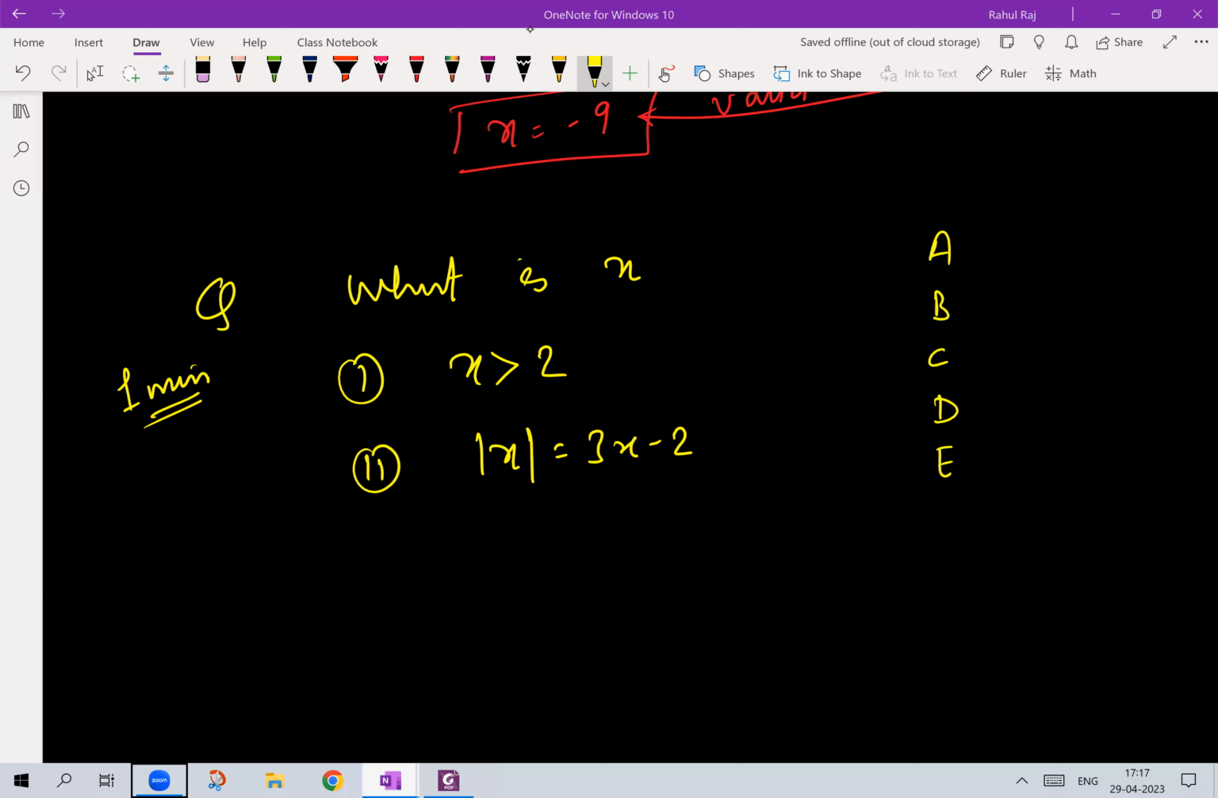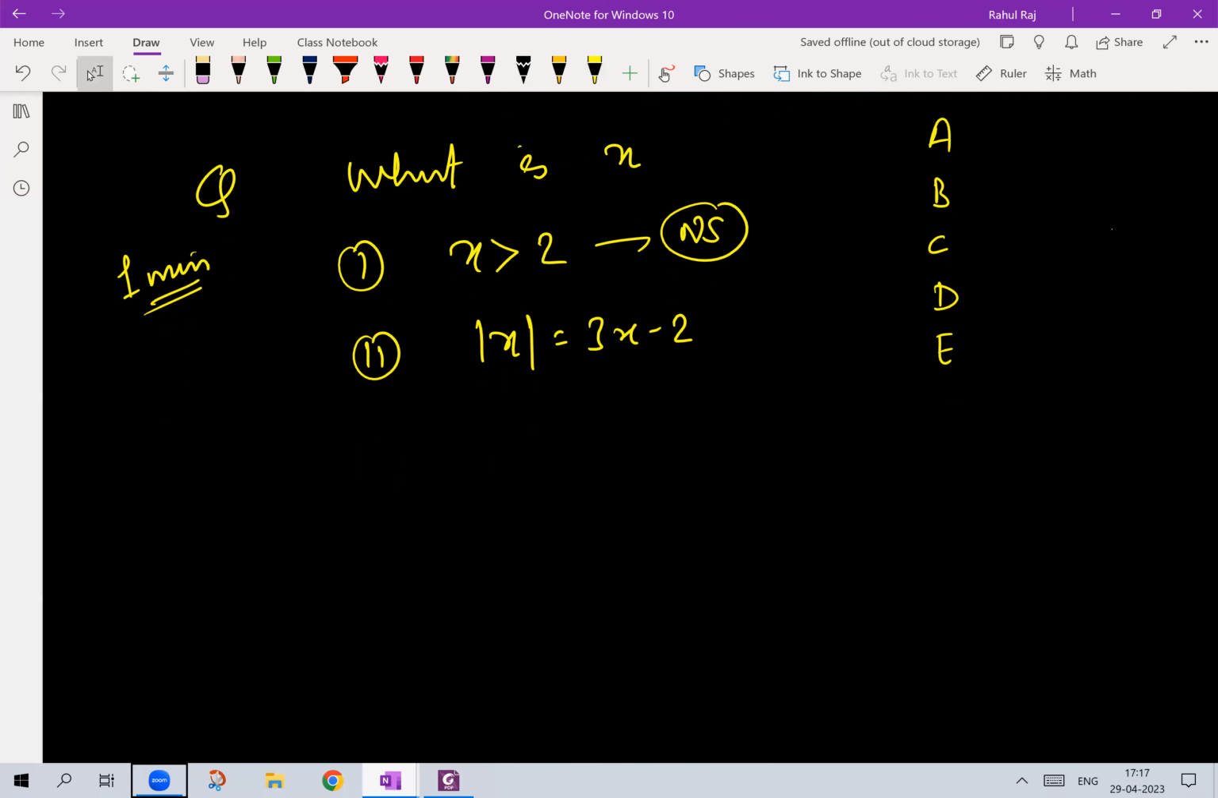Correct? Kashish, Vanshika. So it's simple. This is not sufficient, right? Because there could be multiple values. We have to find what is the value of x. It means there should be a unique numeric value of x. Second says mod x is equal to 3x minus 2.